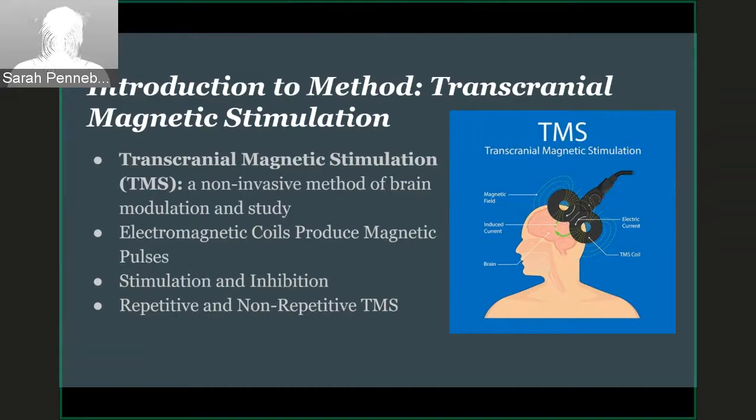Based on the coil type and positioning, TMS can target specific regions of the brain and is used in neuromodulation to stimulate specific cortical regions, though inhibition can also be induced by frequency administration to the target region. Repetitive TMS, or rTMS, is also used more for neuromodulation purposes, and non-repetitive TMS is more commonly used for investigation, kind of like the study we're going to look at today.